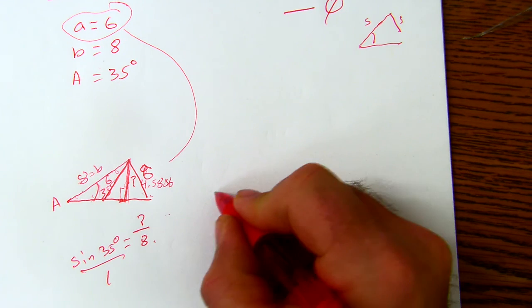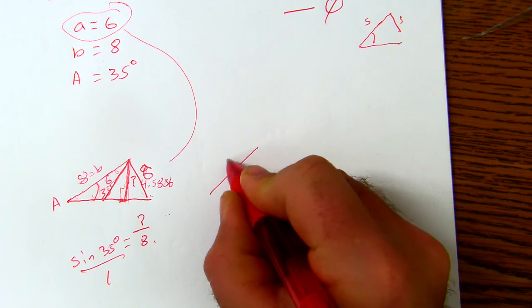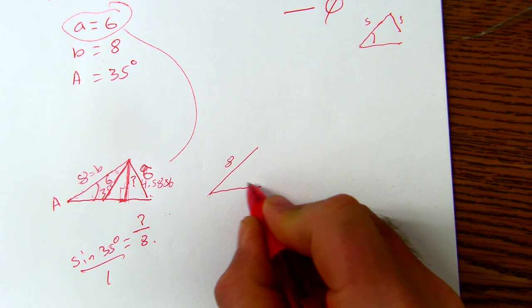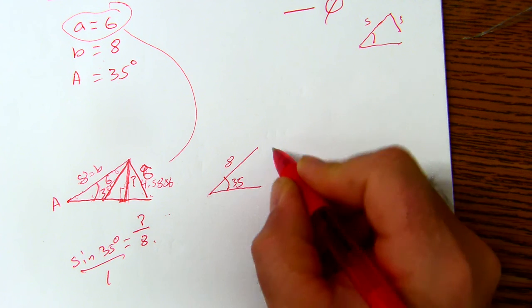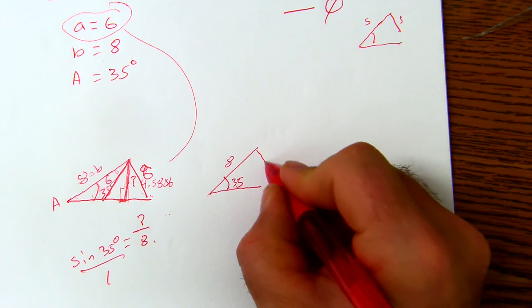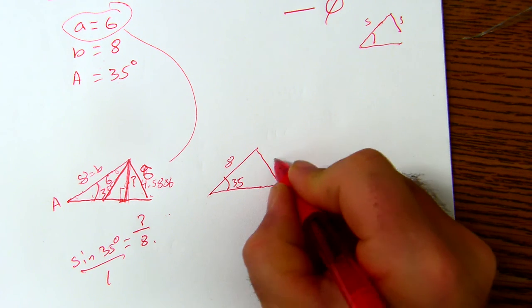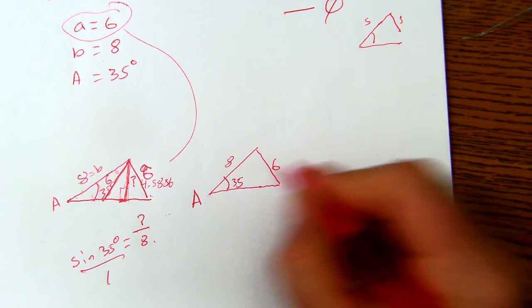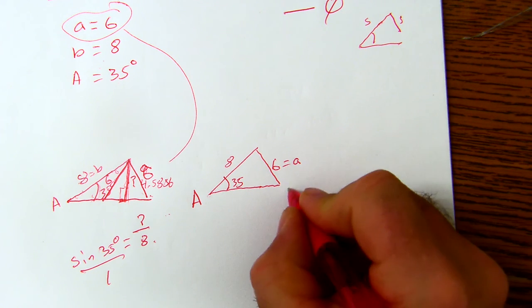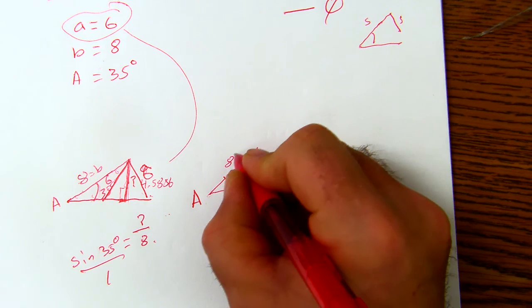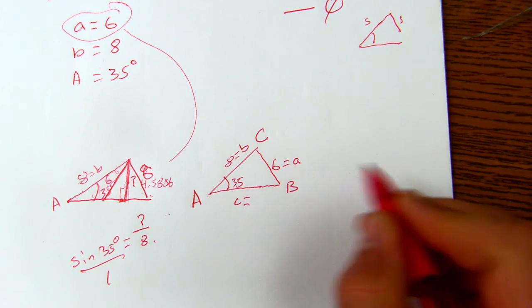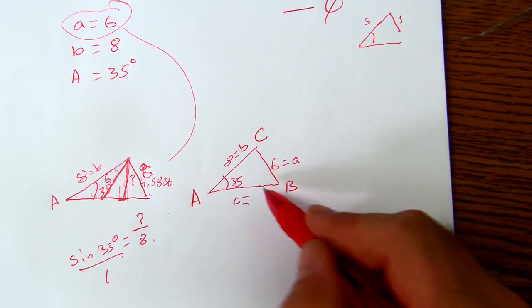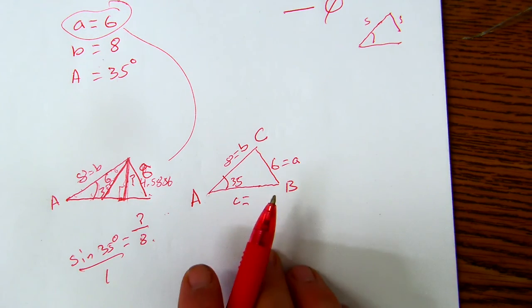So I have this one. This is 8, this is 35 degrees, and I have my 6 going off in that direction. I should probably label my sides: A, this would be little a; B, little b; C, little c. And you can do the law of sines on that triangle and find the solutions.